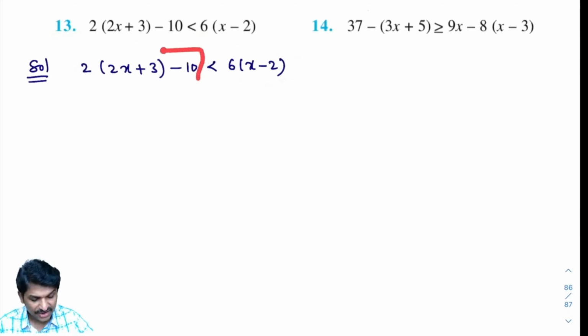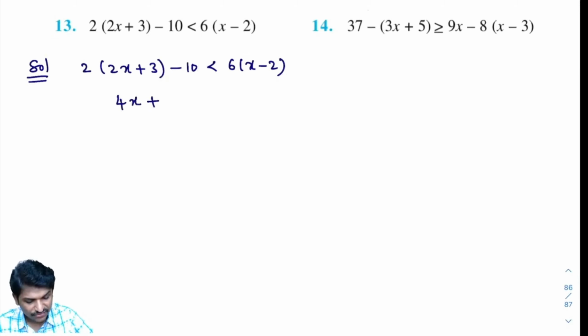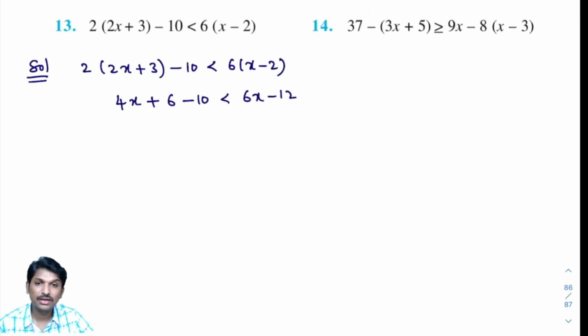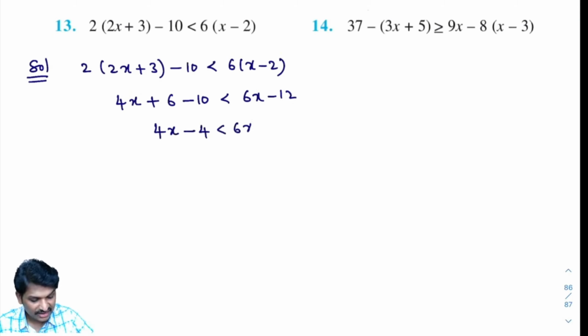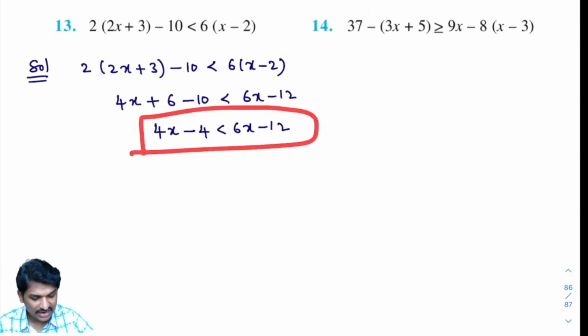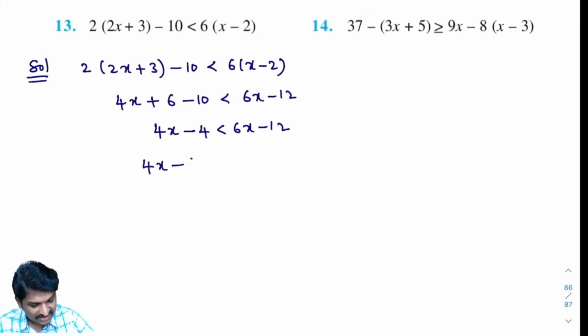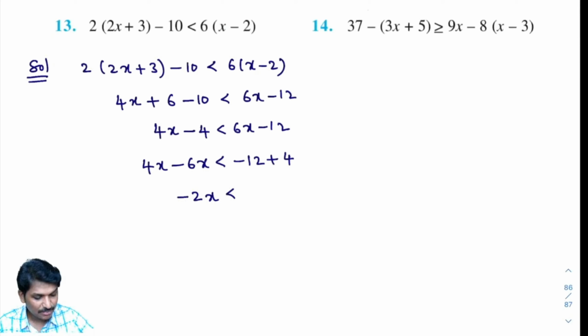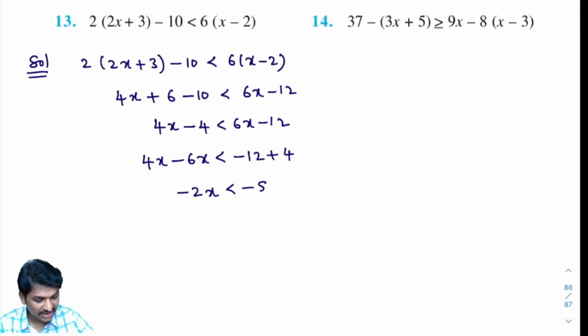First, I'll simplify this left hand side part, and then simplify the right hand side part also. What you will get? 2 into 2x is 4x plus 2 into 3 is 6 minus 10 is less than 6x minus 12. Now you can observe a little bit of simplification is also possible. 4x plus 6 minus 10 is minus 4, less than 6x minus 12. Now I'll write all x terms at one side, remaining all other side. So 4x minus 6x less than minus 12 plus 4. 4x minus 6x is minus 2x, less than minus 12 plus 4, which is minus 8.